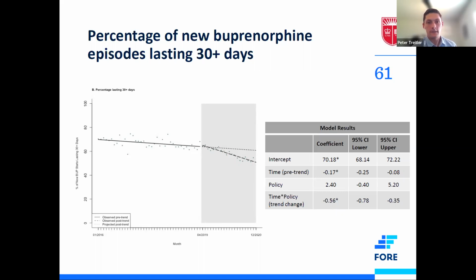I do want to note that the actual number of episodes lasting 30 or more days increased over the study period, so it actually looks like the previous slide. It's just that the actual percentage of new episodes that lasted 30 or more days was decreasing. And so we have some thoughts about why that might be, but that's something we'll hold off for the discussion. So next slide.